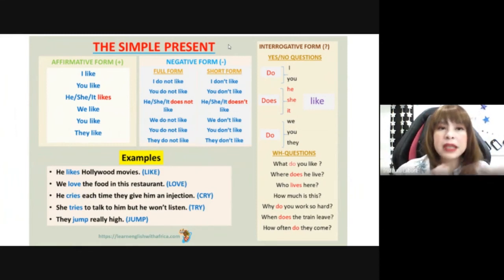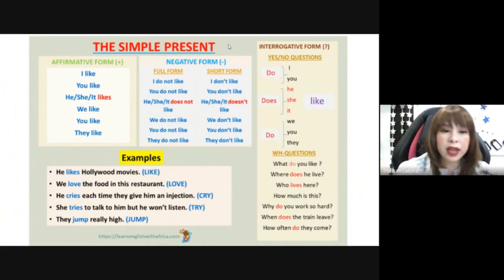So the verb needs to use an S. So we say he likes Hollywood movies. We love the food in the restaurant. The verb in parentheses in blue is love. Do we need to apply any rule to love? No, because the rule for the simple present tense S only applies when the subject is he, she, or it.